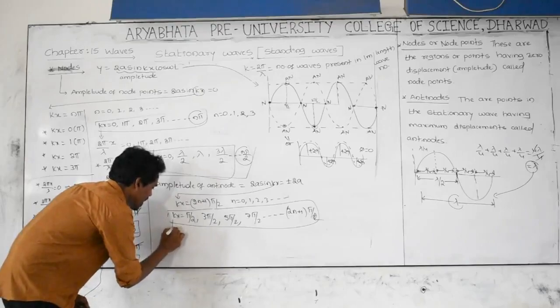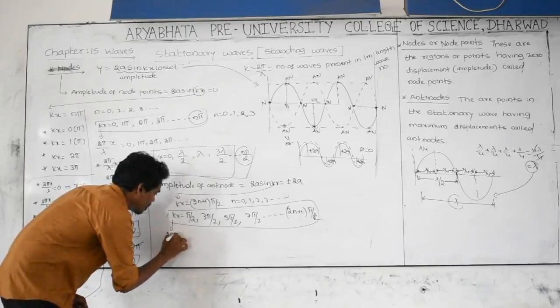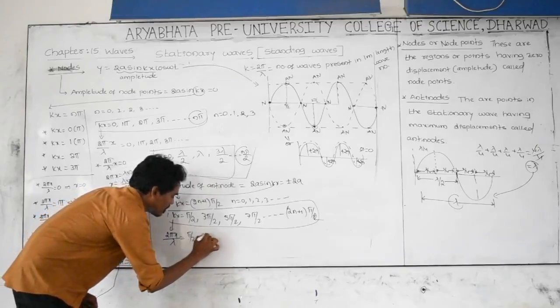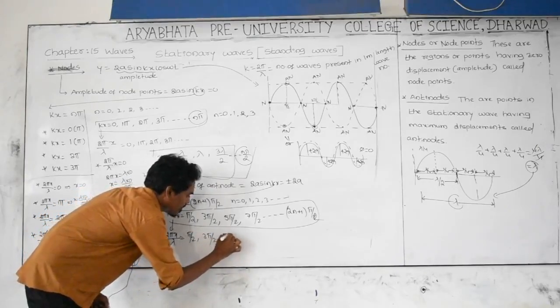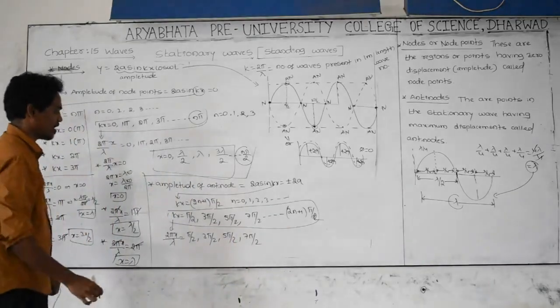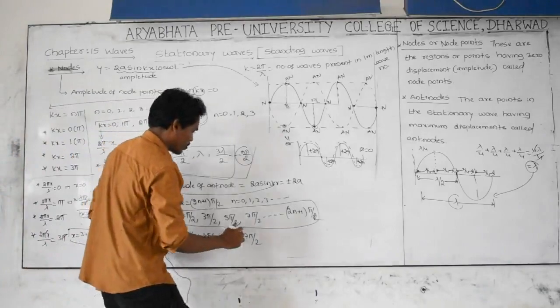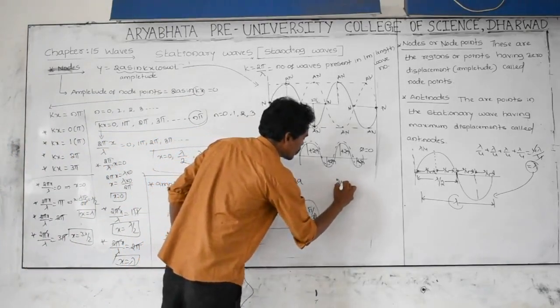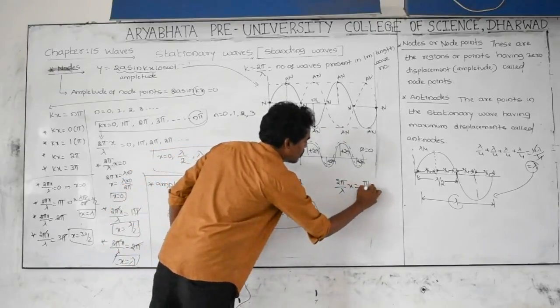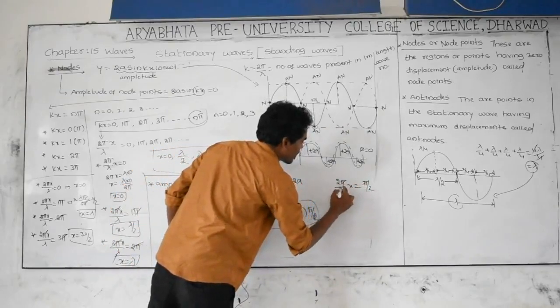Again, k I am writing as 2 pi x by lambda. This is equal to pi by 2, 3 pi by 2, 5 pi by 2, 7 pi by 2, and so on. And here find out the value of x. 2 pi by lambda into x is equal to pi by 2, and here pi gets cancelled.